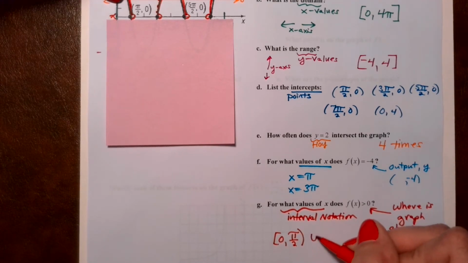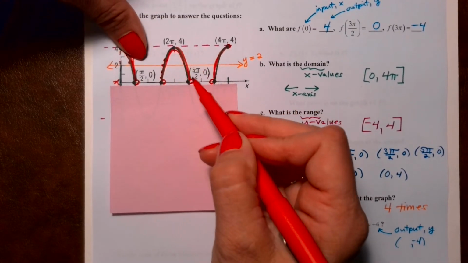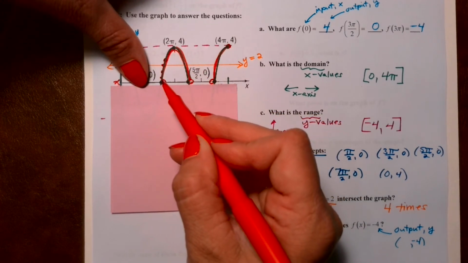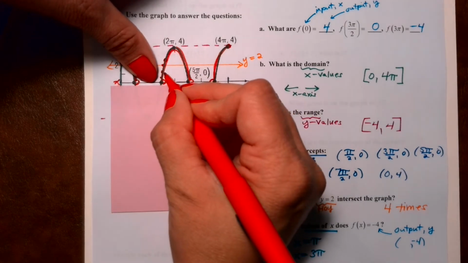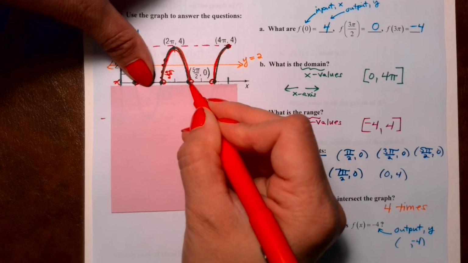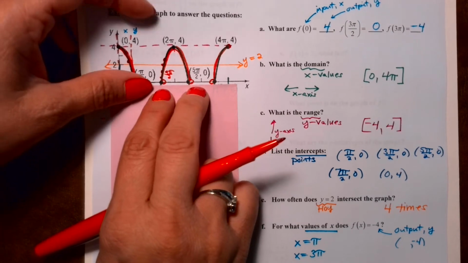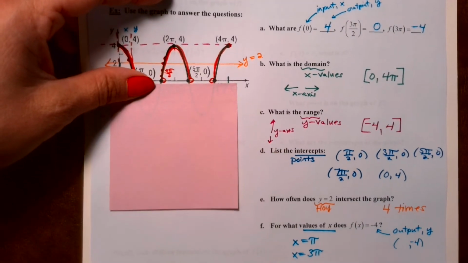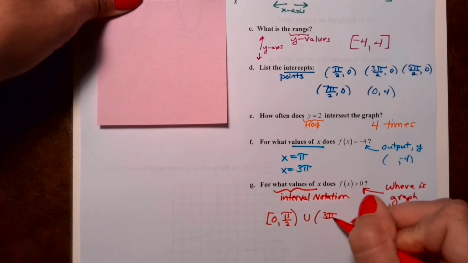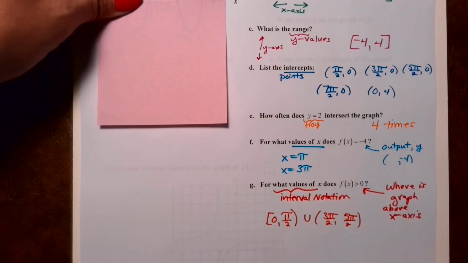All right, union. Where's the next piece of graph that's above the x-axis? Oh, this whole piece right here. From where to where? So this point right here is 3 pi over 2, all the way until I get to 5 pi over 2. Can I equal those points? They're open bubbles, so we're going to use parentheses. So the section goes from 3 pi over 2 up to 5 pi over 2. Oh, I think there was one more piece, right?